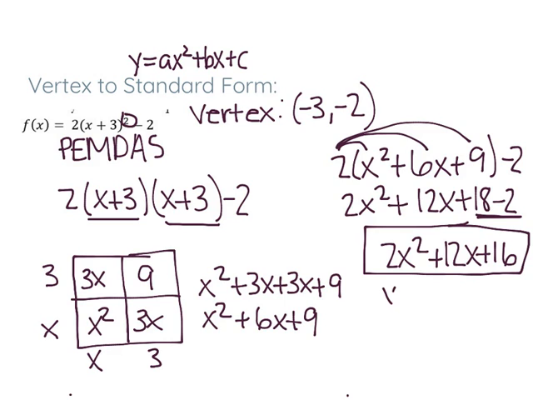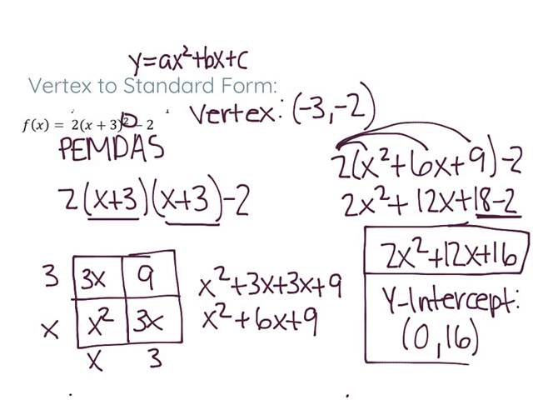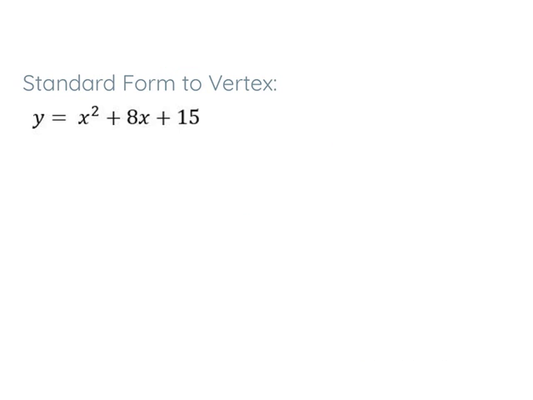And if you remember, standard form tells us the y-intercept. So for this one it's going to be 0, 16. So those go together. So we went from vertex form to standard form using order of operations. Now let's go ahead and go from standard form to vertex form.